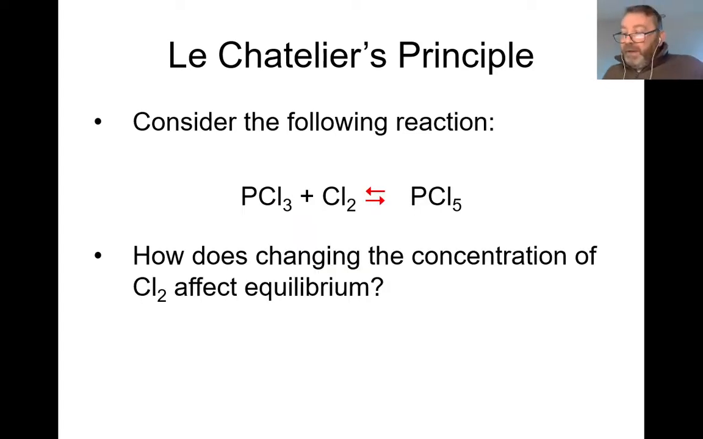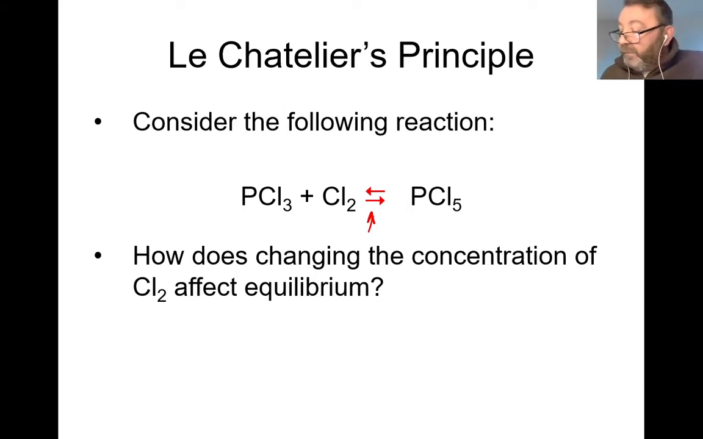Okay, take this one here. Consider the following reaction. PCl3 plus Cl2 exists in dynamic equilibrium with, see how many words behind that symbol? So those two arrows means exists in a state of dynamic equilibrium with PCl5. Now, how does changing the concentration of Cl2 affect equilibrium?